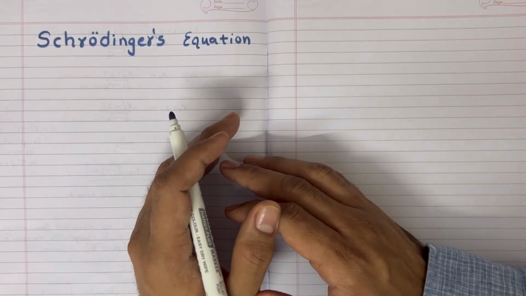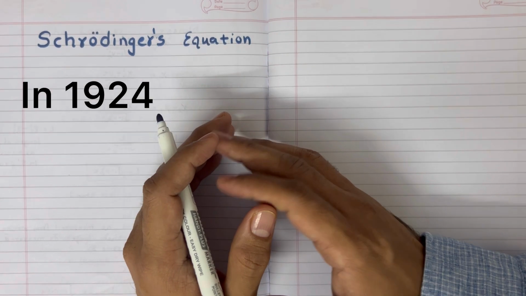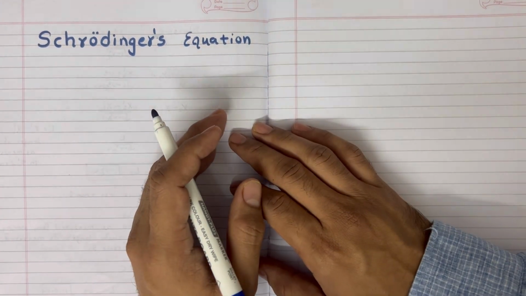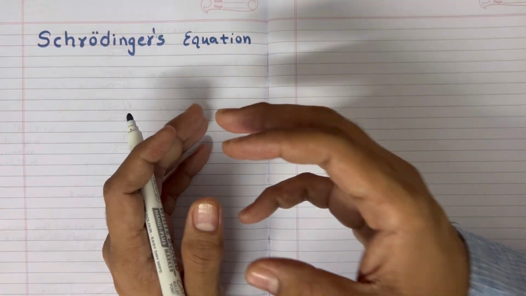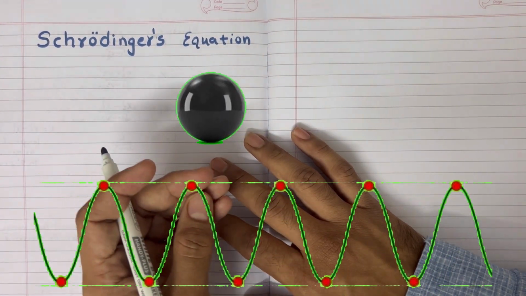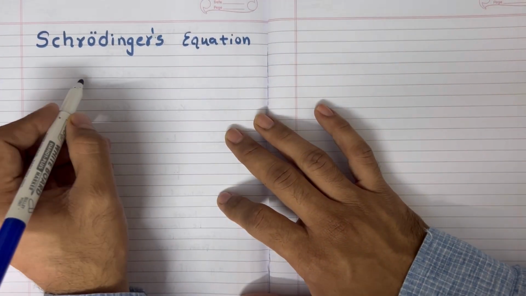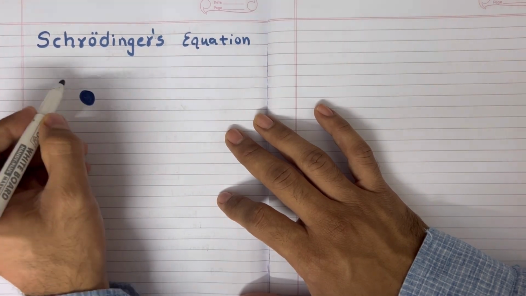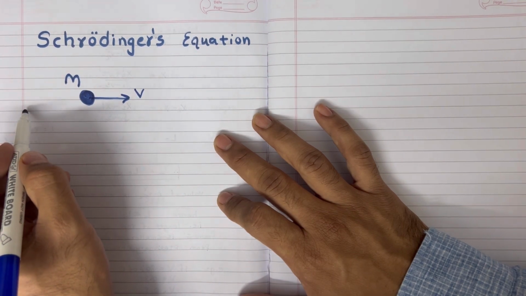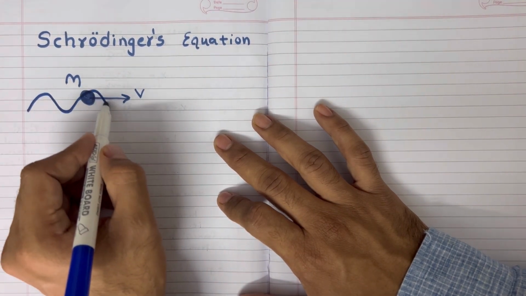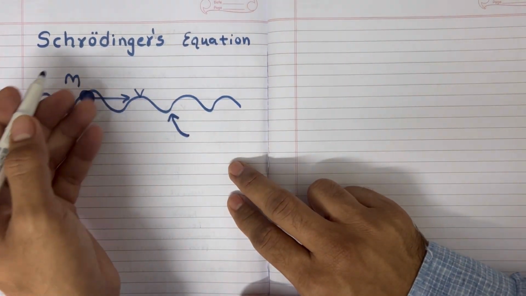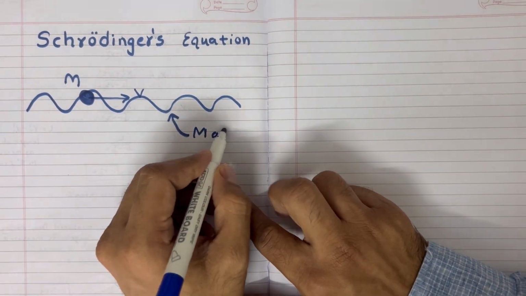Okay, so our story begins in the year 1924 when Sir Louis de Broglie gave his very famous de Broglie hypothesis. According to de Broglie, if there is a particle which is moving in a straight line, then we can associate one wave with that particle, right? So suppose this is one particle of mass m, it's moving this way. So we can consider this particle to have wave nature also, like this. These waves which you associate with a particle are called matter waves.